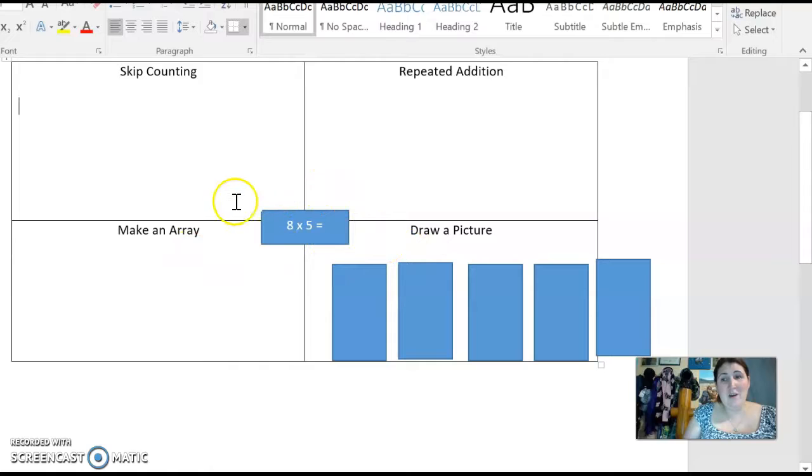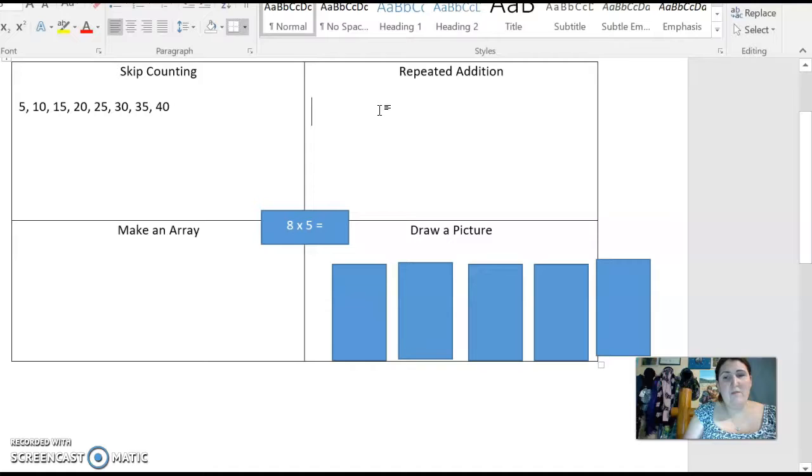So for our next problem, we're going to be skip counting and using repeated addition and making an array and drawing a picture for 8 times 5. I don't know how to count by 8s, boys and girls, but I know that in multiplication, you can flip these numbers around. So we're going to count by 5. Ready? 5, 10, 15, 20, 25, 30, 35, 40. And I'm going to check and make sure I counted 8 times. Ready? 1, 2, 3, 4, 5, 6, 7, 8. So according to my skip counting method, 8 times 5 is 40.